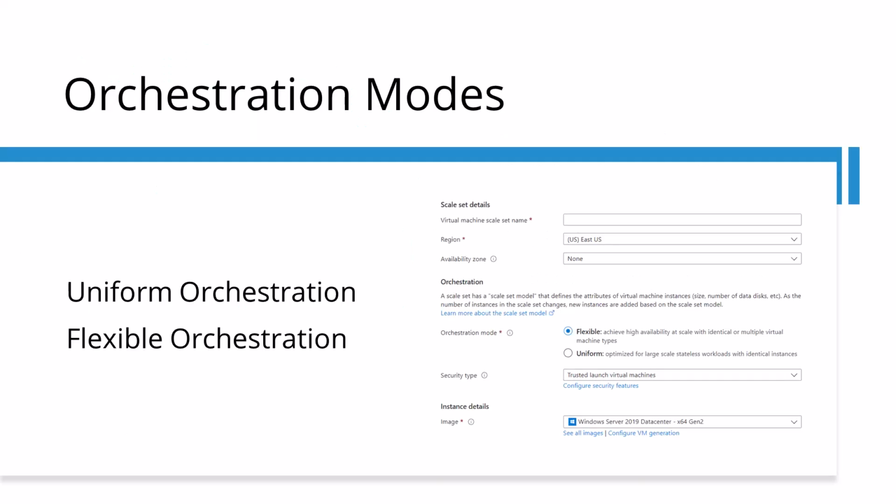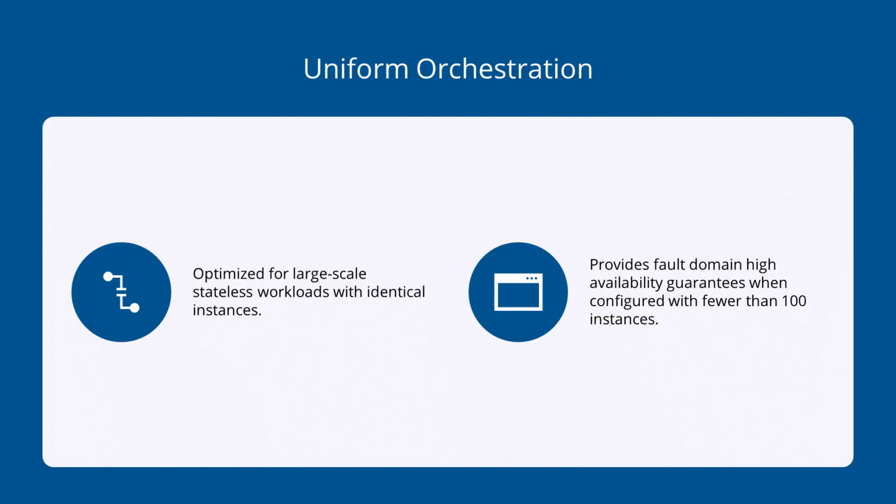Now moving on, let's discuss the orchestration modes available for VM scale sets. There's actually two main types. You have uniform orchestration and you have flexible orchestration. Uniform orchestration is optimized for large-scale stateless workloads with identical instances. Uniform orchestration provides fault domain high availability guarantees when configured with fewer than 100 instances.